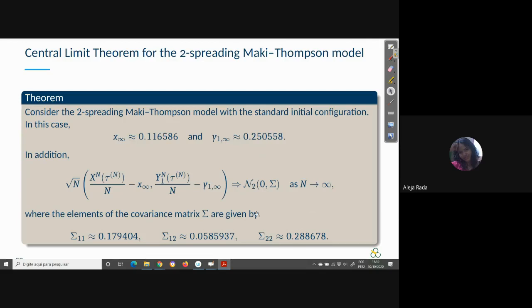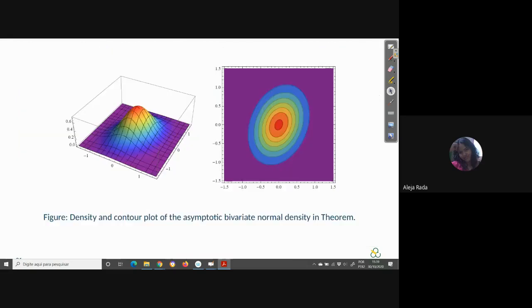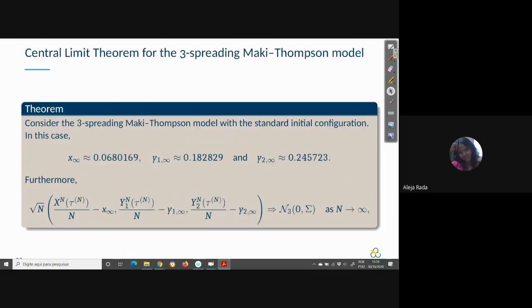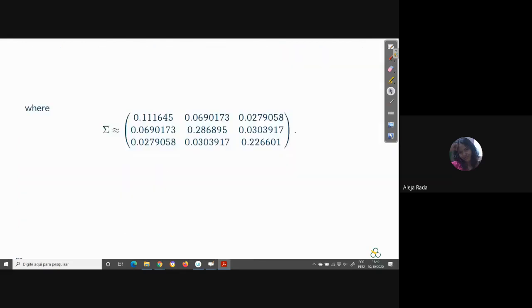And for the 3 spreading Maki Thompson model, well, this is the figure. The normal is like this. It's a pretty normal distribution. For the 3 spreading Maki Thompson model, we find the proportion of ignorants is almost 7%, the one aware people are like 18%, and the 2 aware individuals are almost 25%. And we have convergence in distribution to the 3-dimensional normal distribution with covariance matrix equal to this.